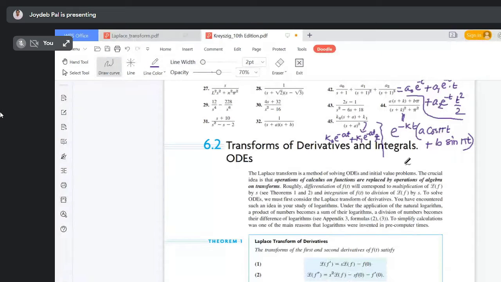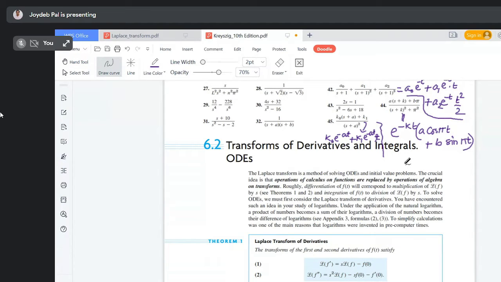Okay, now here we will see what will be the Laplace transform of f dash x or f double dash x, or Laplace transform of some integral, means Laplace transform of integration. So why we need this Laplace transform? First of all, why are we studying Laplace transform? What is the need of it? So we are converging actually again to ODE. The need is in the ODE.